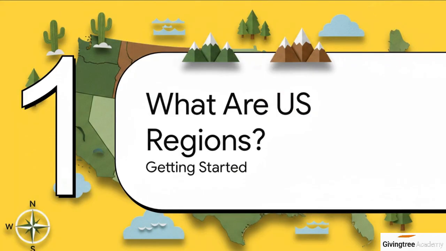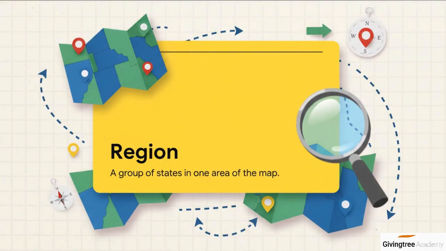All right, first things first. Before we can start exploring, we need to ask an important question. What exactly is a region? Let's take a look at the big picture to figure that out. Okay, so a region is pretty simple. It's just a group of states that are all in one area of the map. Think of it like this. It's a way for us to talk about a whole chunk of the country all at once. So remember those two key parts, a group of states in one area.